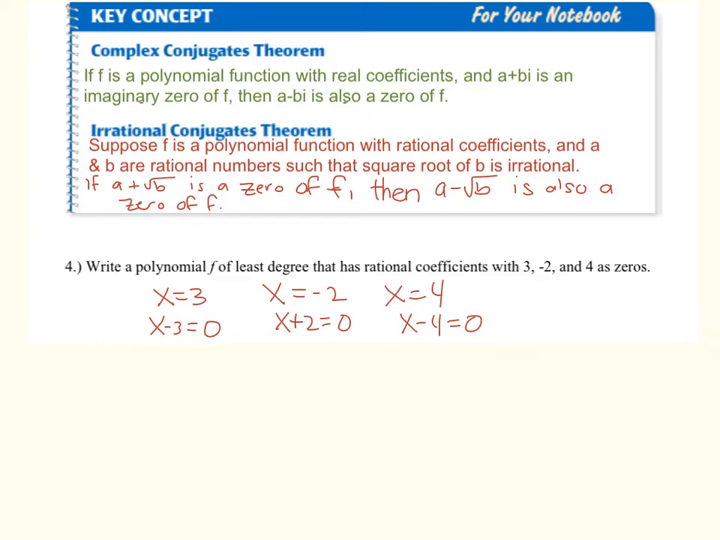So that now I can see my factors that I must have set equal to 0 to solve and find those zeros. So then I can write my function. So f of x is going to equal x minus 3 times x plus 2 times x minus 4. The statement about least degree just tells us that none of these are double or triple roots or anything like that. They're all just single roots. So we know that this function would have to be a degree 3 polynomial.